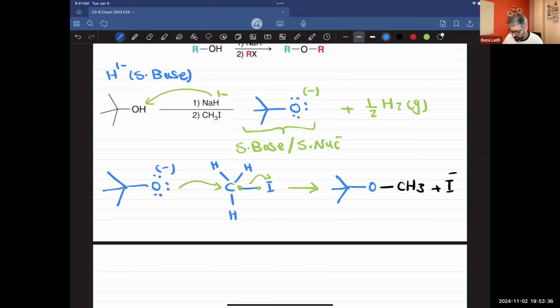Okay, what's the name for this one? It will be tertiary butyl, and then we say methyl ether. Okay, and of course we got iodide.